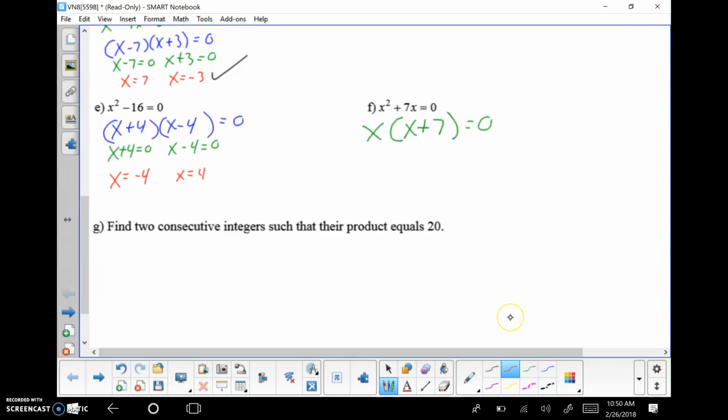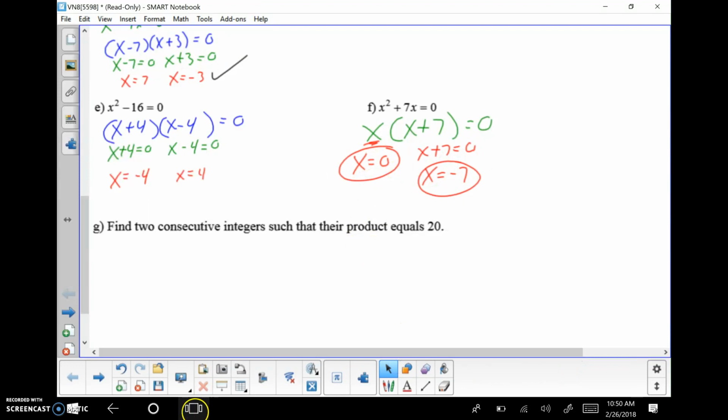GCF factoring, you can take away an x from both terms. And then you set each factor to 0. Now, like what we did, we set both factors equal to 0. This is a factor. That gets set equal to 0. And you're done with that one. X equals 0. 0 is one of your answers. The x plus 7 equals 0 becomes x equals negative 7 when solved. So 0 and negative 7.